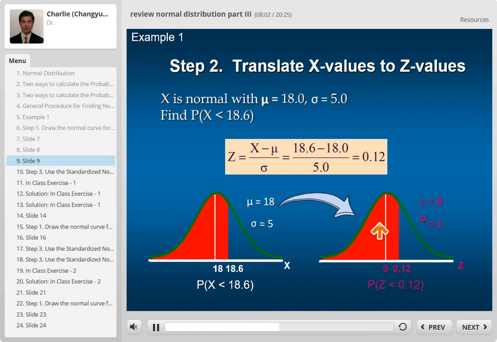So the highlighted area here in red is exactly the same as the highlighted area here. And that's the magic. So what you need to remember is we can translate x value to z value. So x smaller than 18.6, the probability here highlighted equals the probability here in the standard normal distribution, which is the probability of z smaller than 0.12. So the value of these two is equal. And that's how we're going to calculate the probability of this.